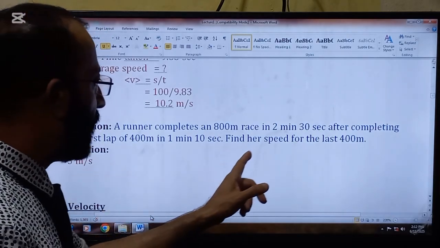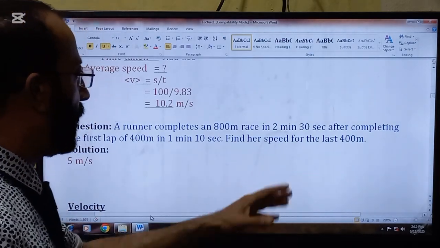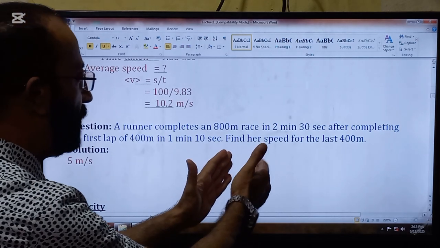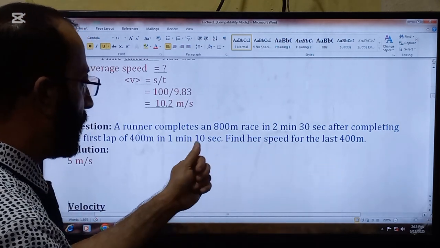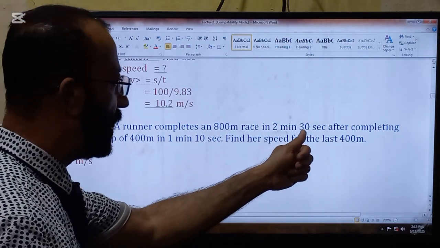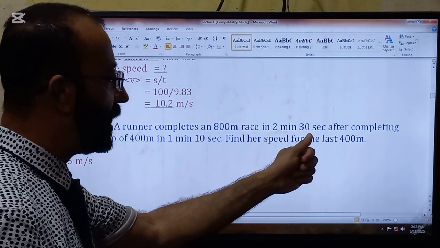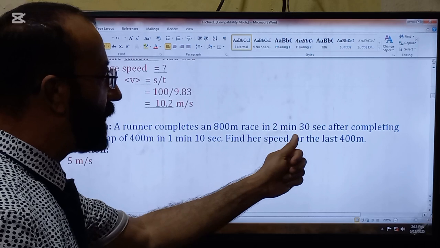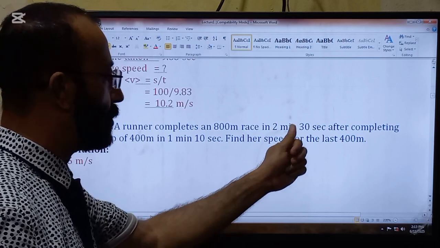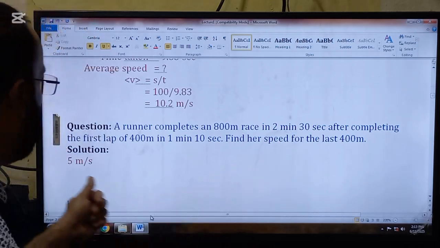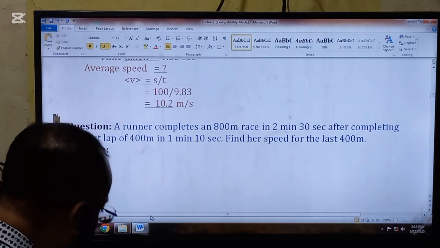So the requirement is to find her speed for the last 400 meters. So speed will be equal to distance over time. Distance is 400 and time is 1 minute 20 seconds. But first you will convert the minutes into seconds. So 1 minute 20 seconds means 80 seconds. So 400 over 80 will give you the answer 5 meter per second.